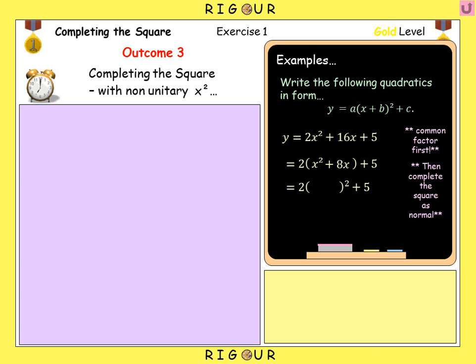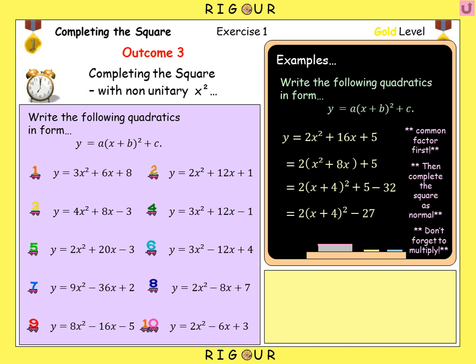So we're going to have 2 empty brackets squared plus 5. And inside the bracket, again just matching it up as we did in silver, we have x, we've got a plus, and we half the 8 to get 4. Normally we square it and take it away, but this time we've got to not forget to multiply by the common factor. So if we square 4 we get 16, multiply it by the 2, which is going to give us minus 32 at the end. And tidying up gives us a final answer of 2 bracket x plus 4 all squared minus 27. So the additional step here is taking out a common factor first.